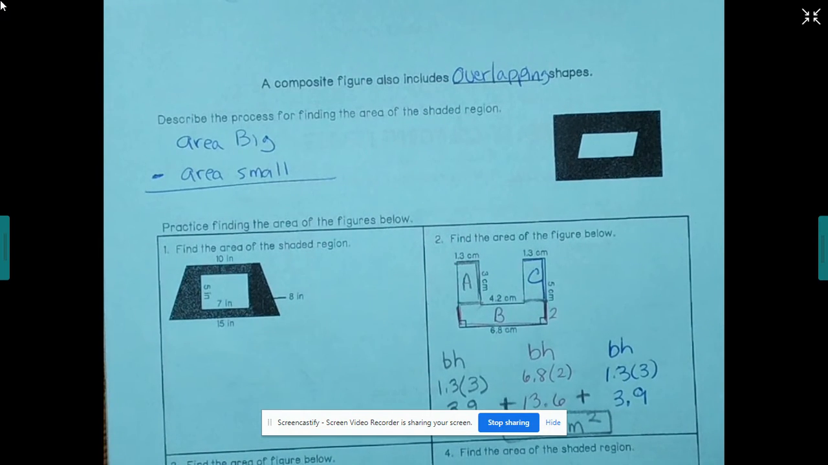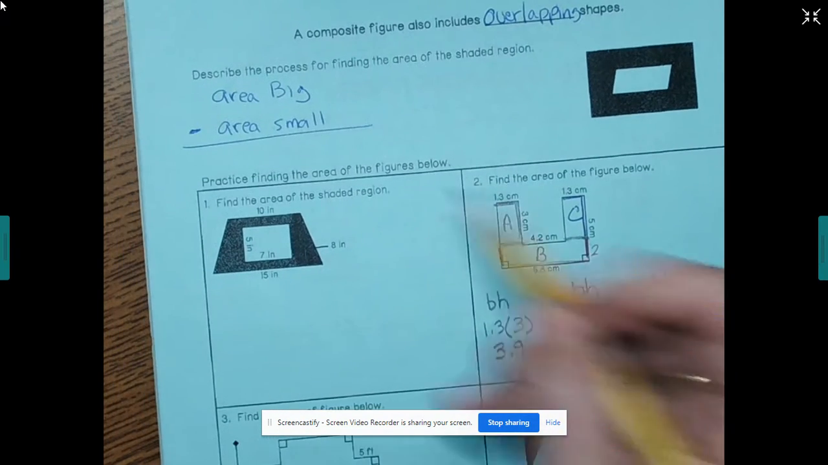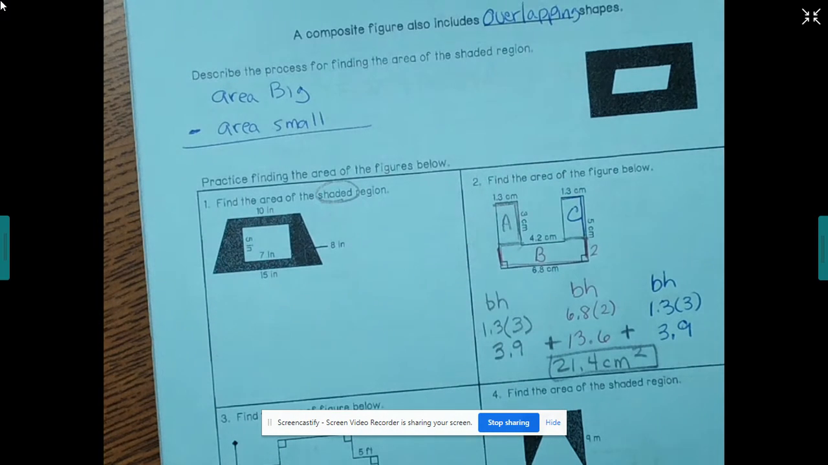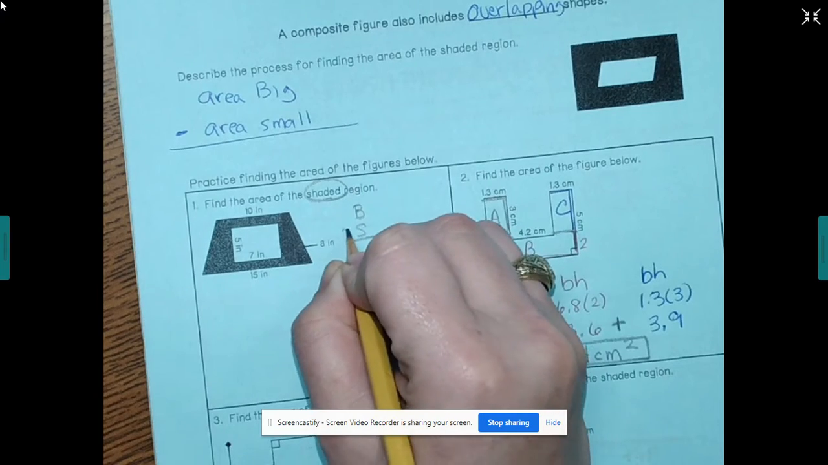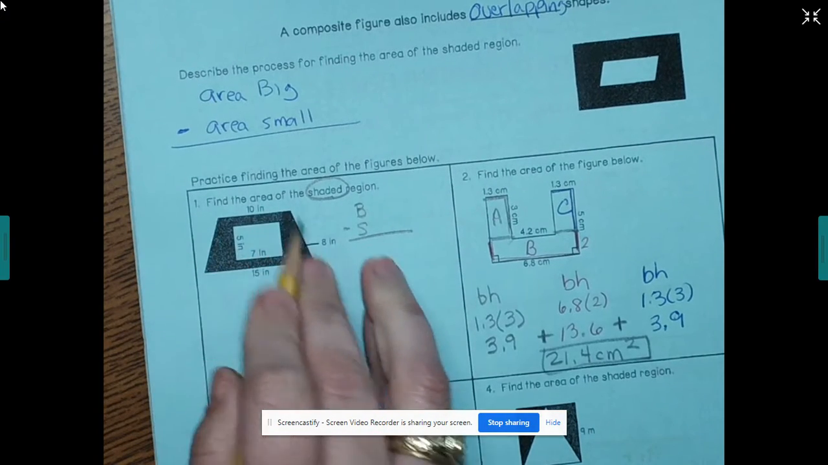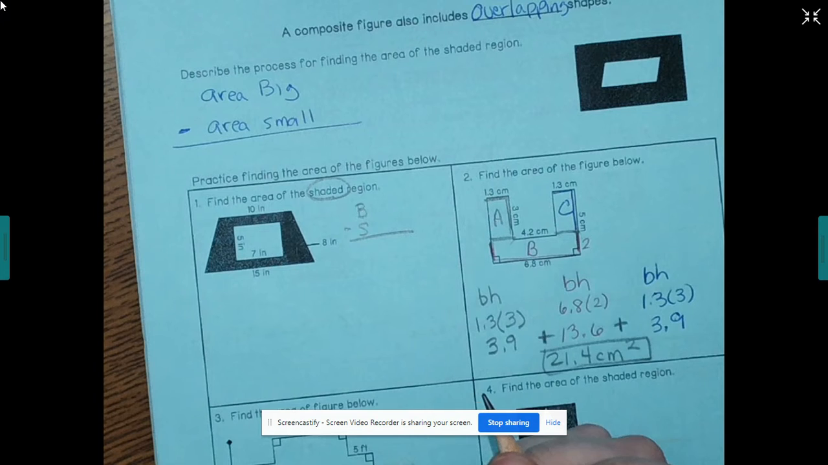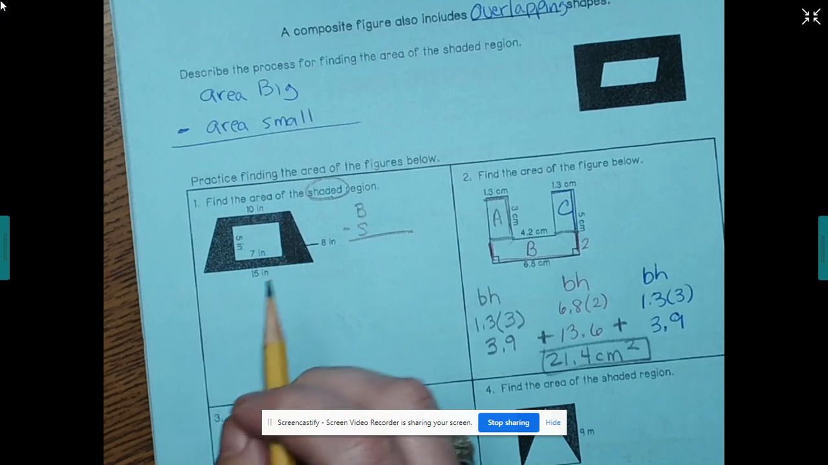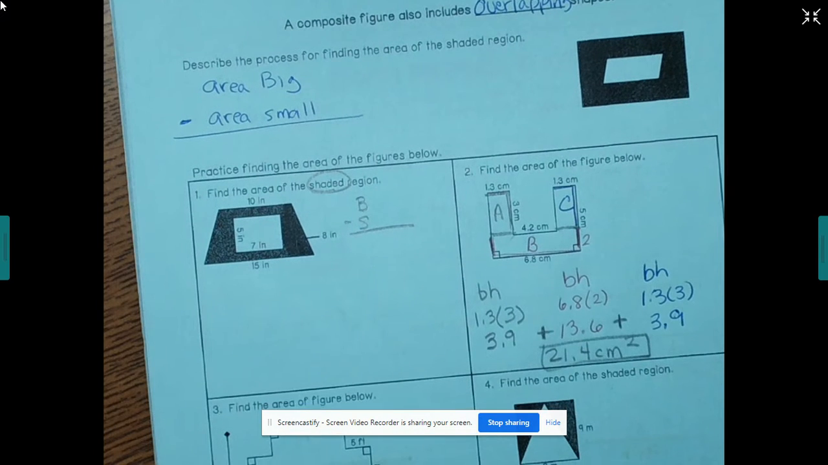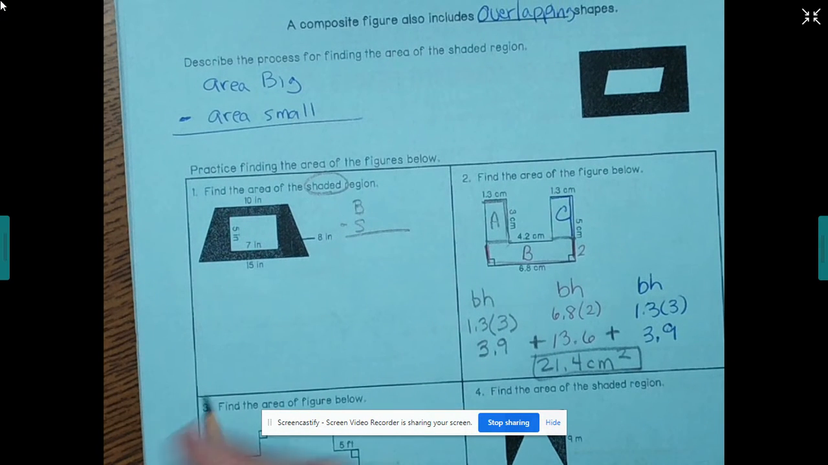This first one says find the area of the shaded region. Again, every time you see shaded, you need to be thinking subtract. Shaded, subtract, shaded, subtract. I'm going to do my big minus my small. My big shape is obviously this big trapezoid. Some people want to break this into a triangle and rectangles, but you want to do less shapes. Less shapes makes it easier.